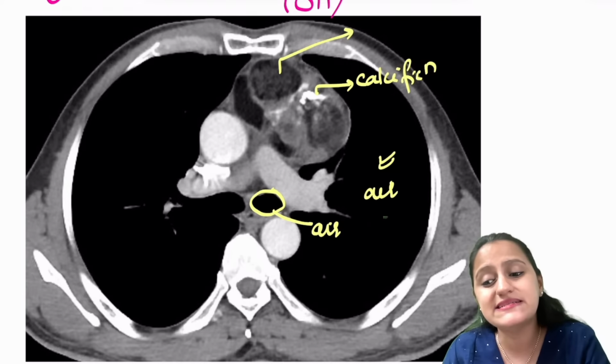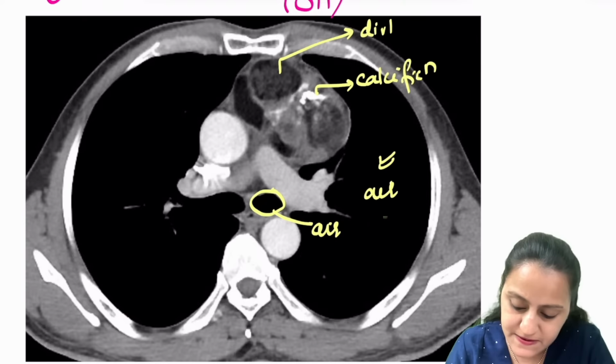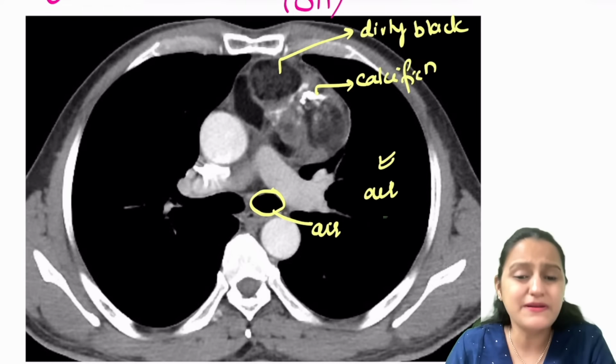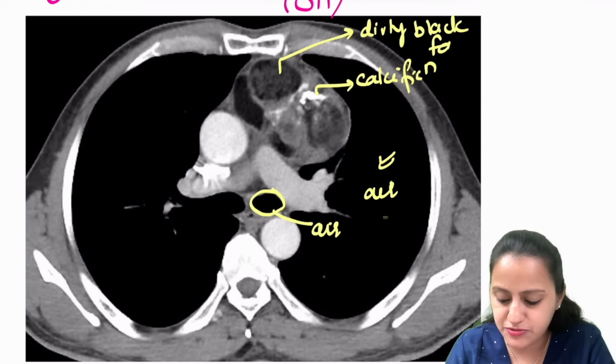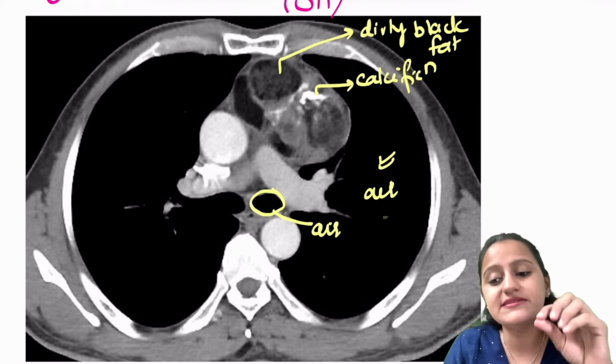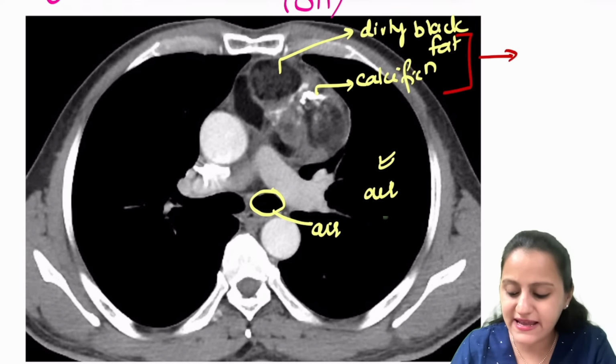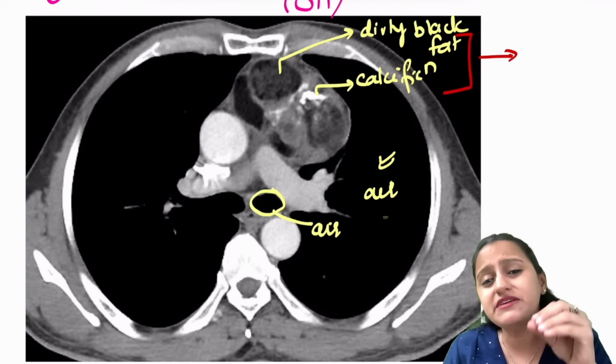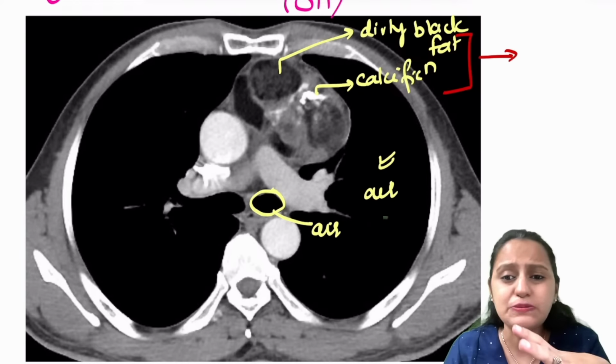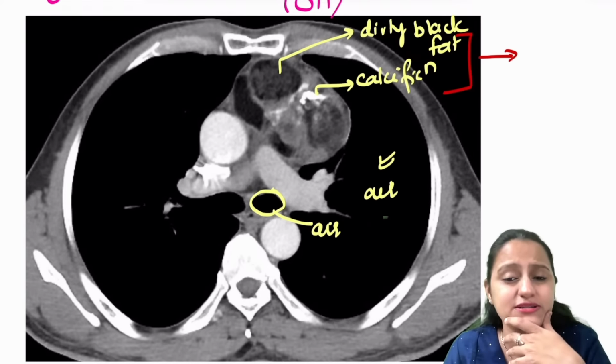And what has this dirty black appearance? It is black, but not like jet black. This is going to be fat. Okay, this is fat. So this mediastinal mass is containing fat and calcification. Whenever you see fat and calcification both present in a mass, what is the diagnosis that you think of?